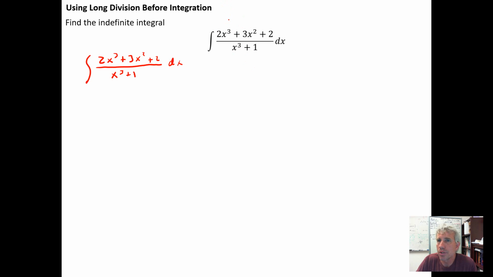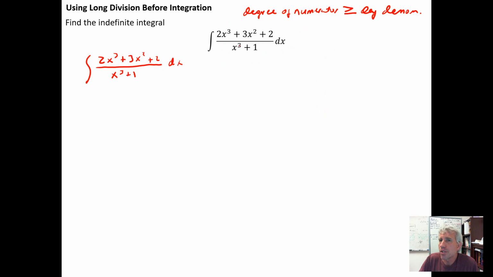And as I indicated in a previous video, if you have a rational function, the first thing that you want to do is look at the degree of the numerator. In this case I have a third degree polynomial numerator, and the degree of the denominator. In this case I have a third degree polynomial denominator. And if the degree of the numerator is greater than or equal to the degree of the denominator, then you want to do a polynomial long division, usually before you try integrating.